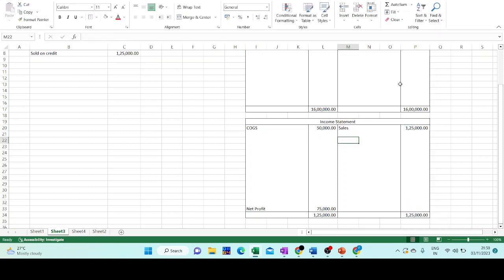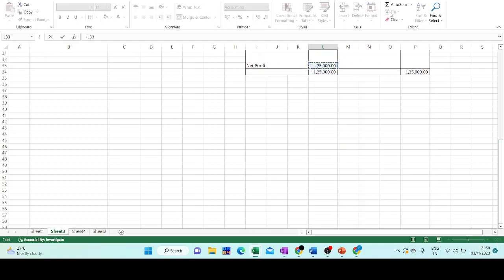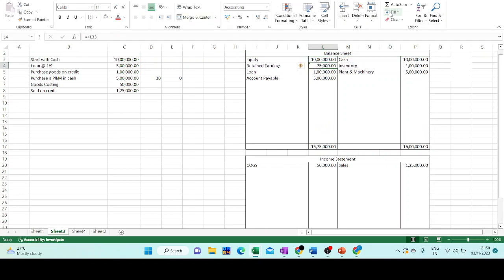Okay, and guys, my net profit would increase my retained earnings, right? So let's do this here. Let me create a row, retained earnings, and let me plug in the profit figure here. So guys, every time the profit changes, my retained earnings balance would also change.